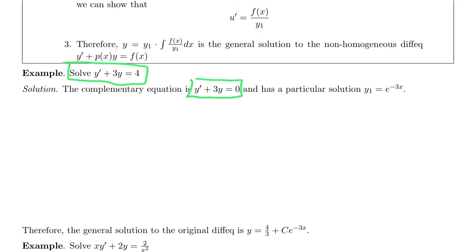And I won't walk through the reason, because we did that last time, but one solution to that is y1 equals e to the minus 3x. So that's just from that process of rewriting that equation as y prime over y equals minus 3, and then following through from there. So we won't work through that. And so that's step one. So good for us, we did step one.